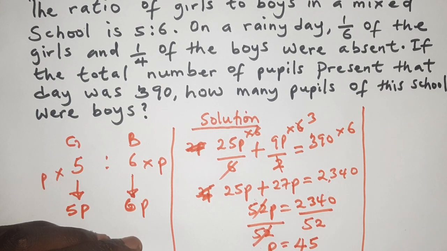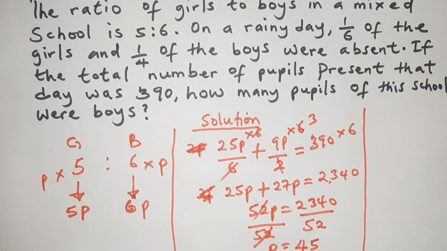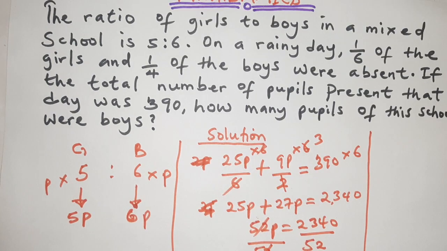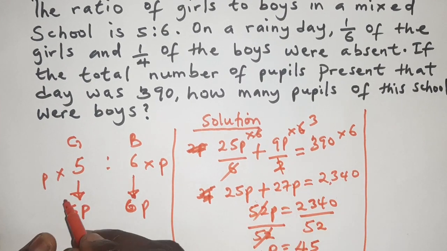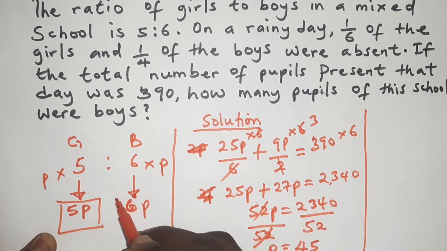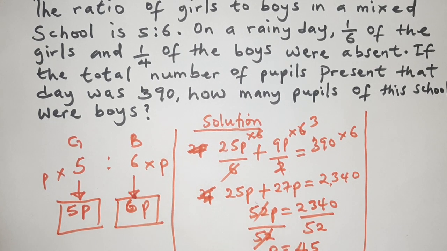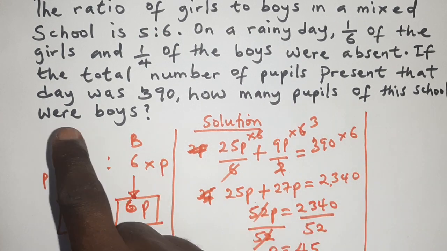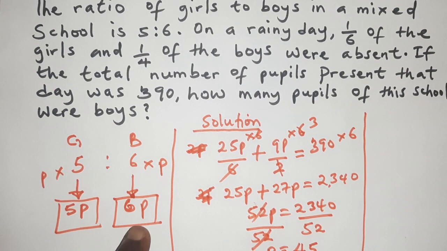And that's not the end. This 45 is the factor we multiply the ratios with. Because we gave the value of the girls in algebraic form. We said let the value of the girls be 5p and let the value of the boys be 6p. So now that it said how many pupils of this school were boys, and this is the value for boys.